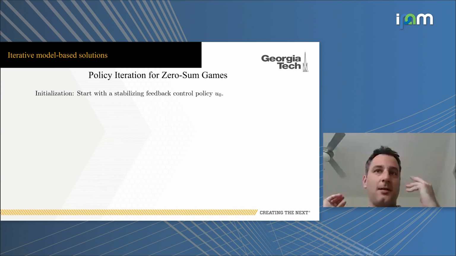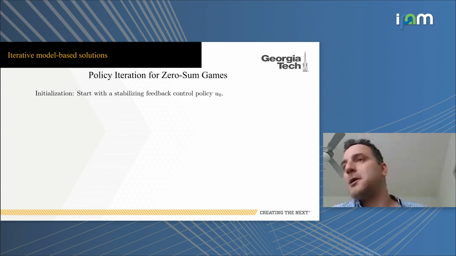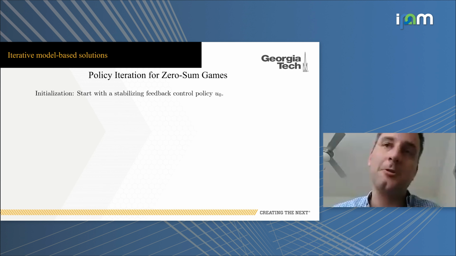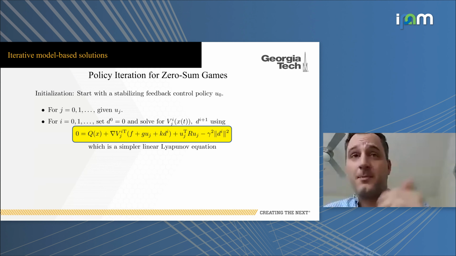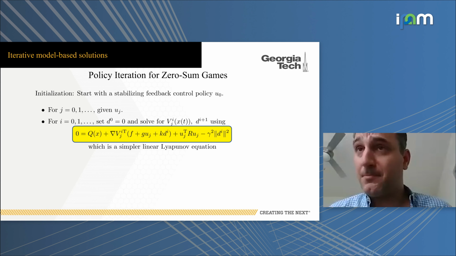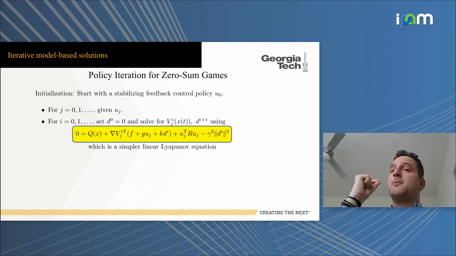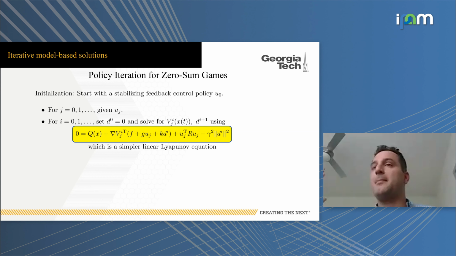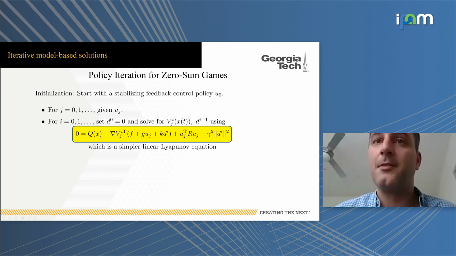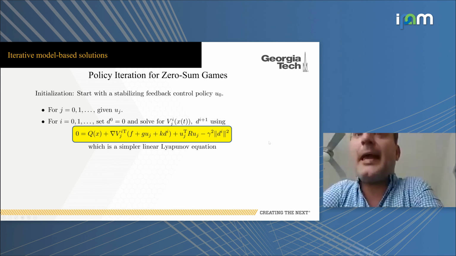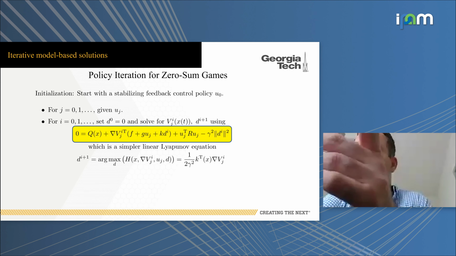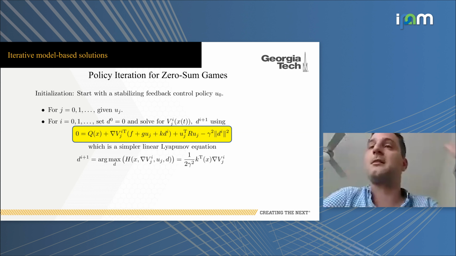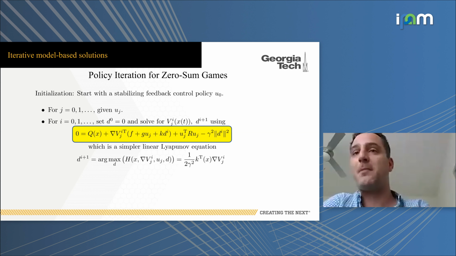So again, we start with an initial stabilizing policy, U0, but you can pick the way you want to design it. Let's say I want to do pole placement or PID. And then I will iterate. Let's say I start with a U, I assume D0, which is my bad player in the system, and then I solve the Lyapunov equation that you see in the yellow. And then I update my D. So you can think this is the zero-sum game that I described before. My U is my minimizer, and my D is the maximizer.